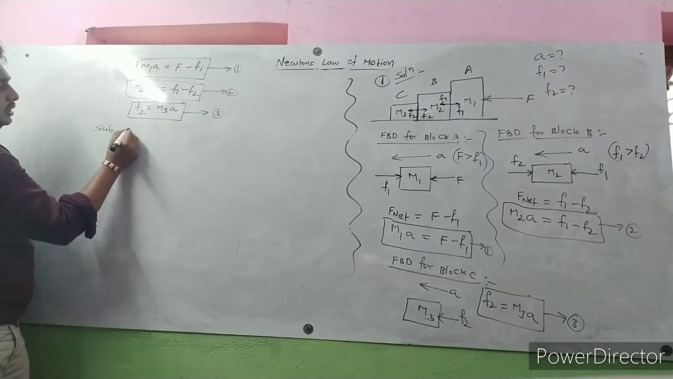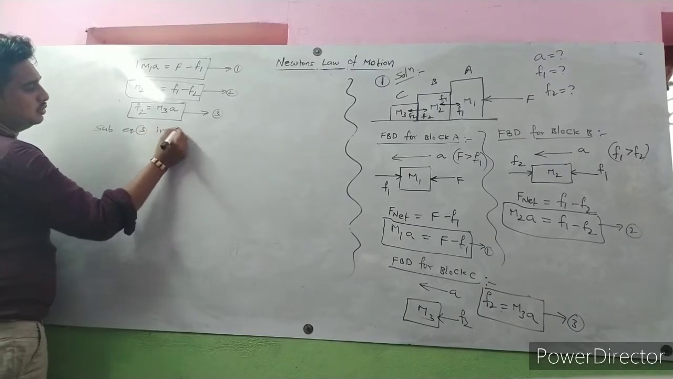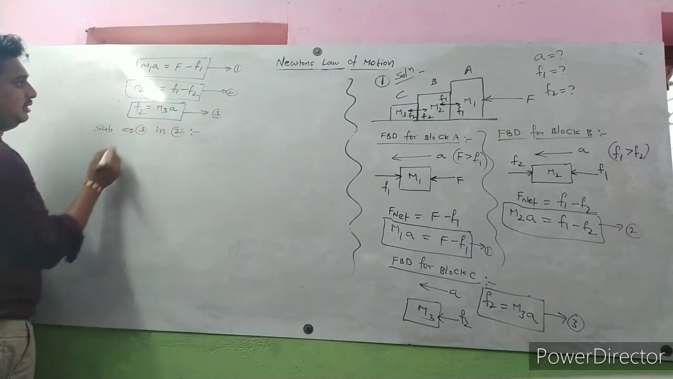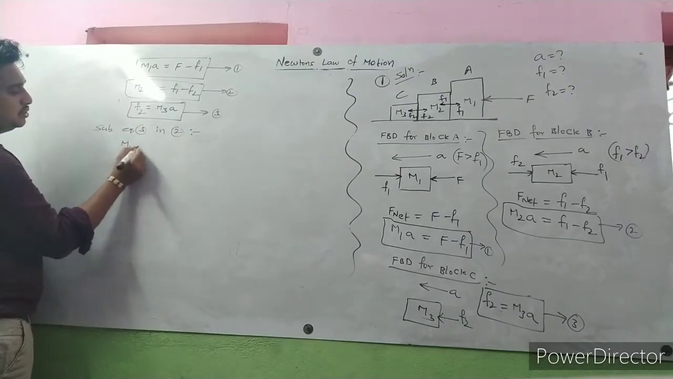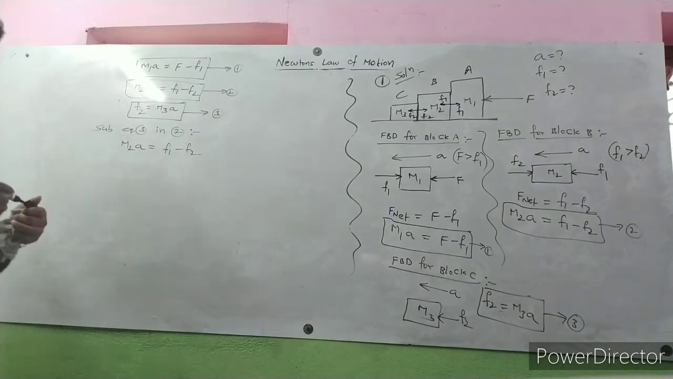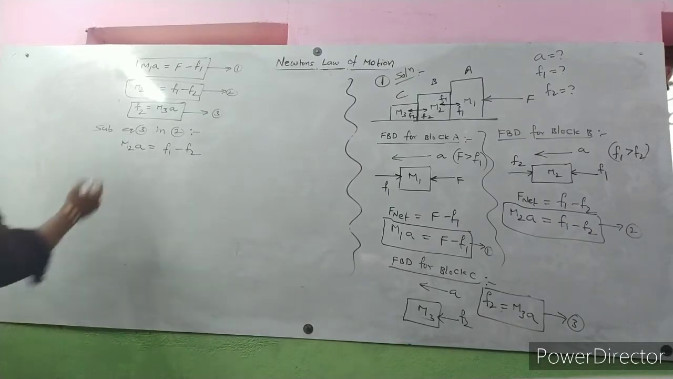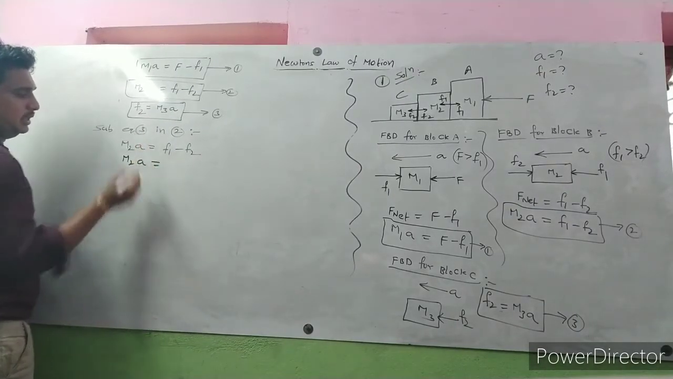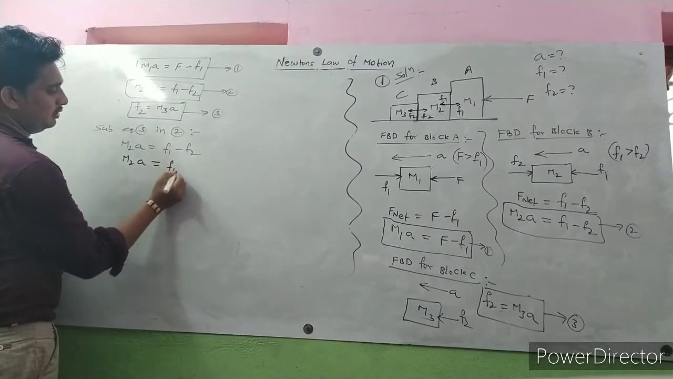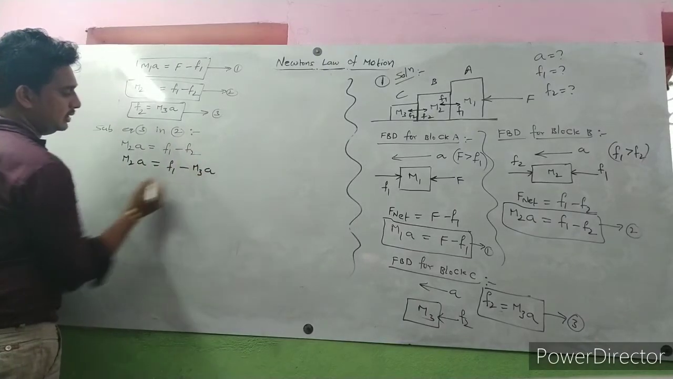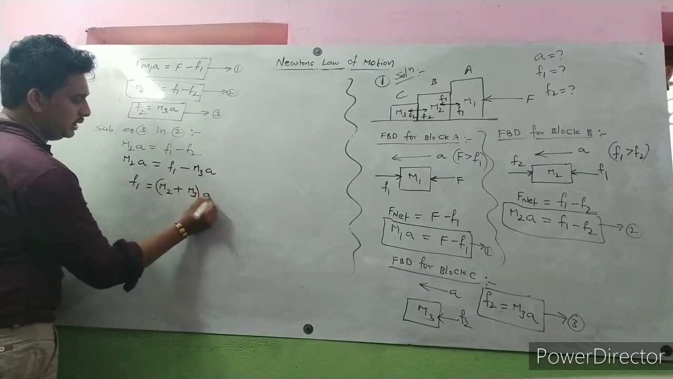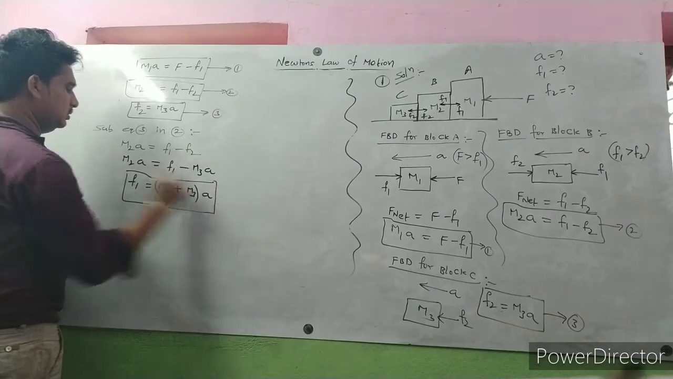Substitute equation 3 in 2. Then M2 into A is equal to F1 minus F2, and F2 we already know is M3 into A. So from this, F1 is equal to M2 plus M3 into A. We got that.